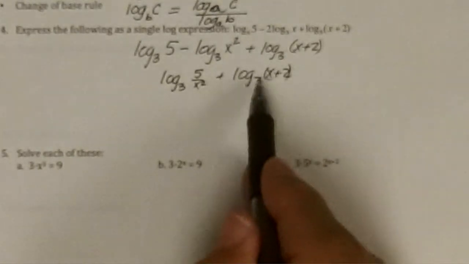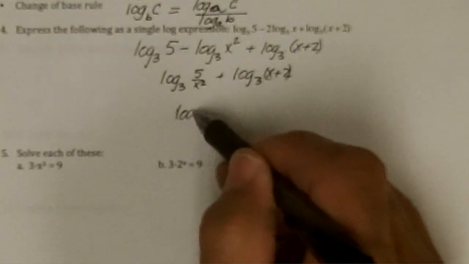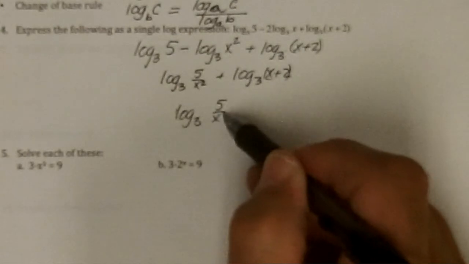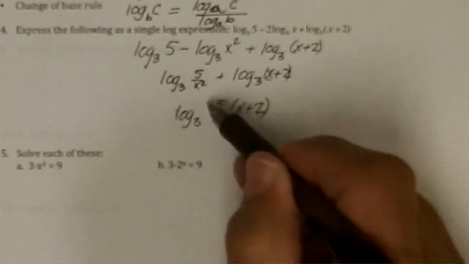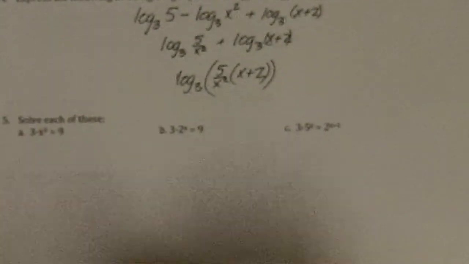And then this is adding, so this goes into multiplying, so it becomes log base 3 of 5 over x squared times x plus 2. And you could try to reduce that, but that's fine. Just getting it there. We wrote it as a single log as it is. Okay. Number 5 is to see if you understand the difference between these types of equations.